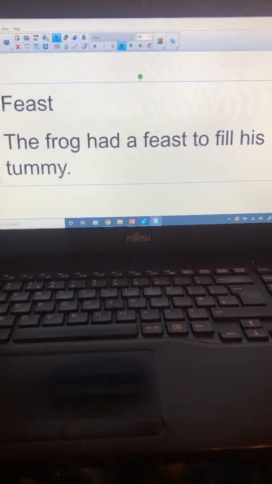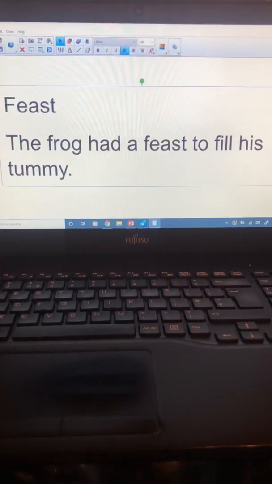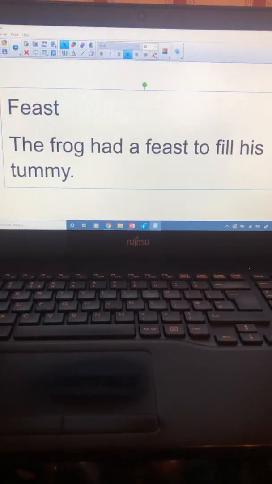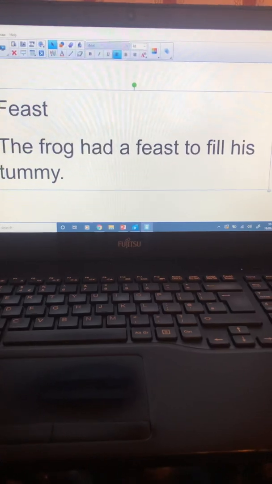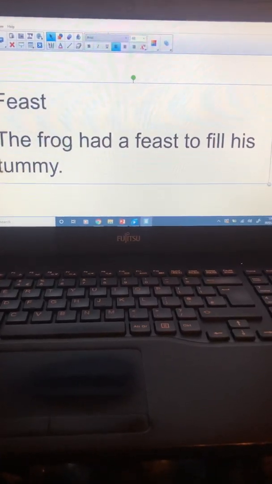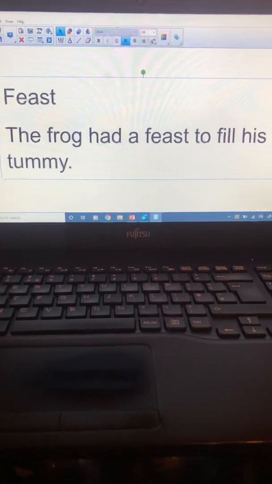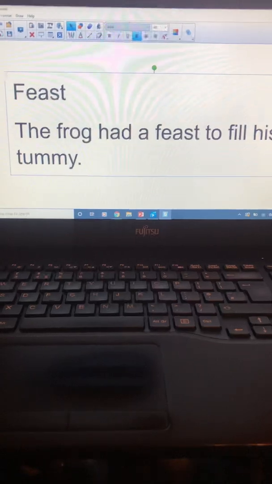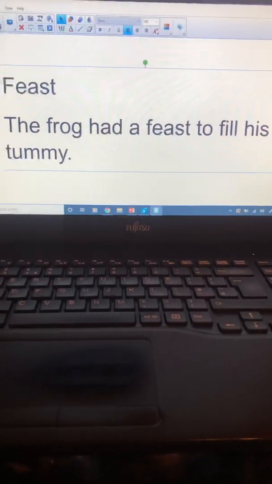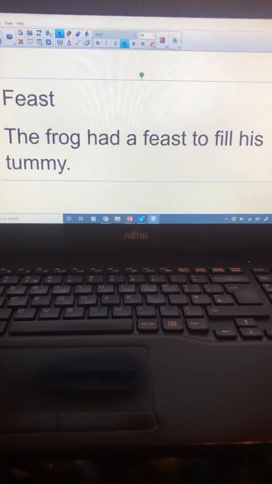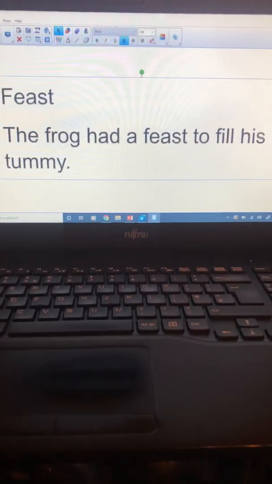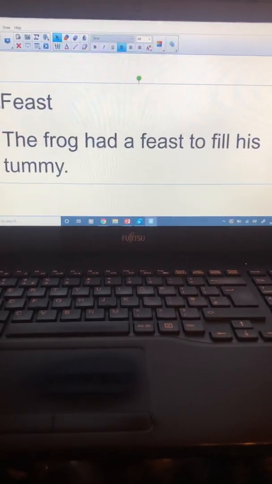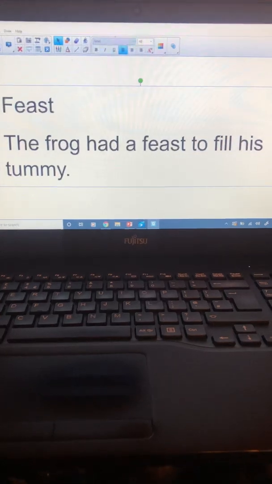Now, if you don't know what the word feast means, you wouldn't know that he was putting food into his tummy. You might think that a feast was water. You might think a feast means something from the forest. The word feast means having a really big meal. So hopefully that will make the sentence make a bit more sense. The frog had a feast, lots of food to fill his tummy. Okay, so that was just a little example.